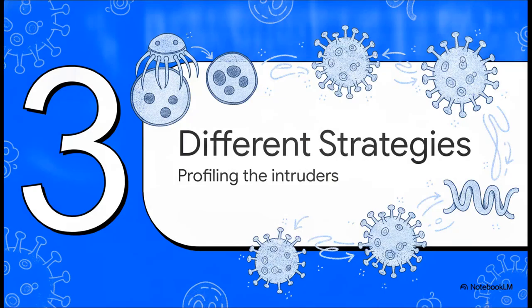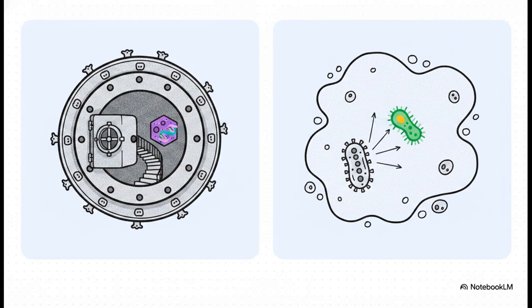Wild, right? Section 3. Different viruses, different strategies, profiling the microscopic intruders. Now, not all viruses pull off this heist the exact same way. There's actually a stark contrast in their target vaults. DNA viruses, like herpes viruses or adenoviruses, usually strike the deepest, most secure vault in the cell, the nucleus.